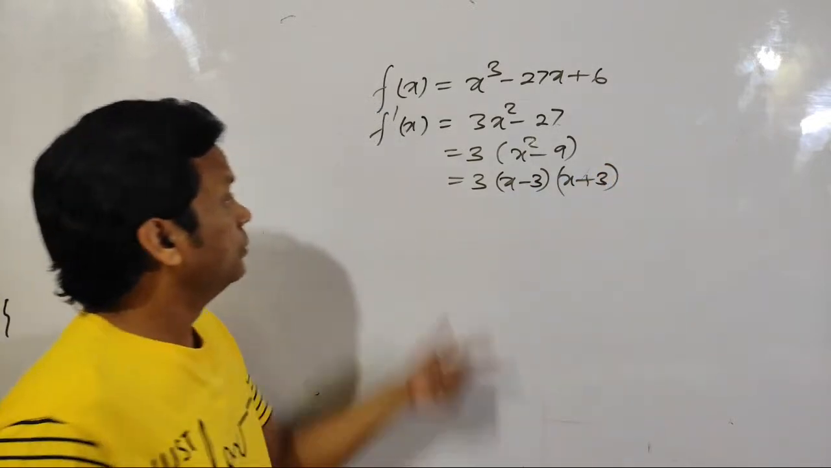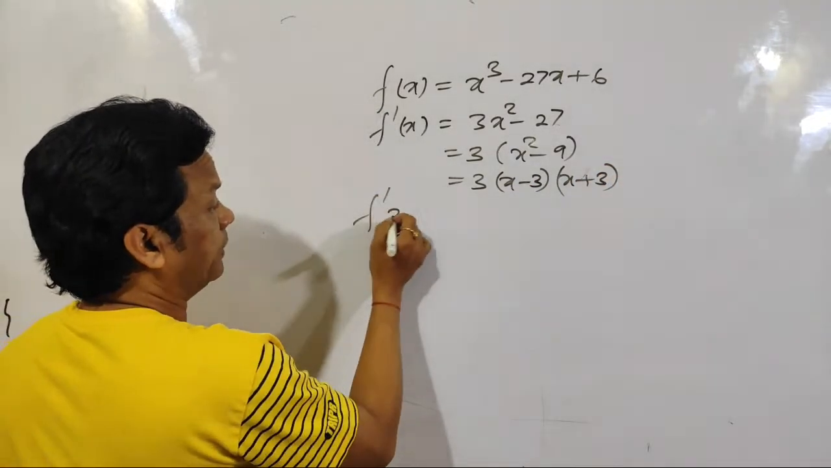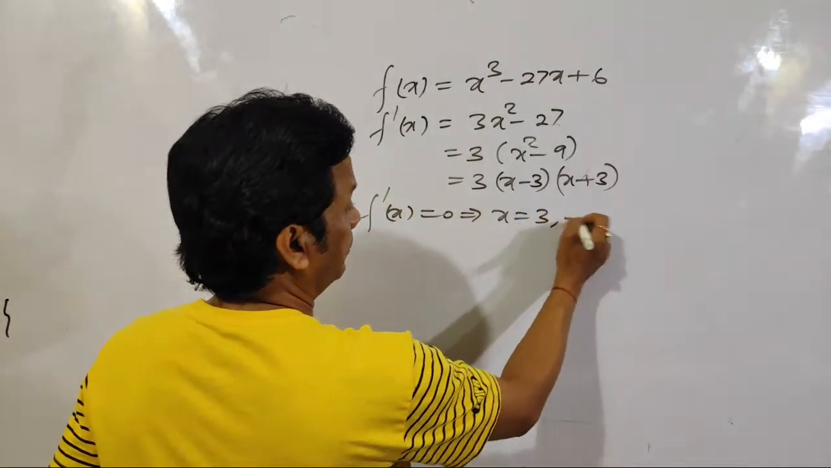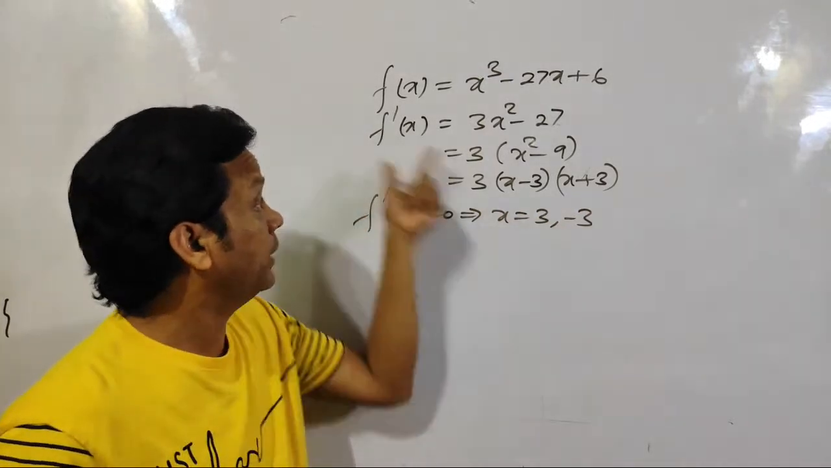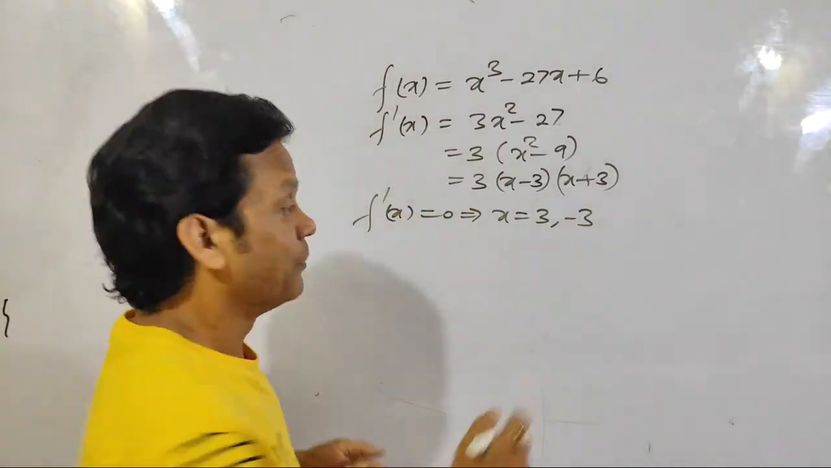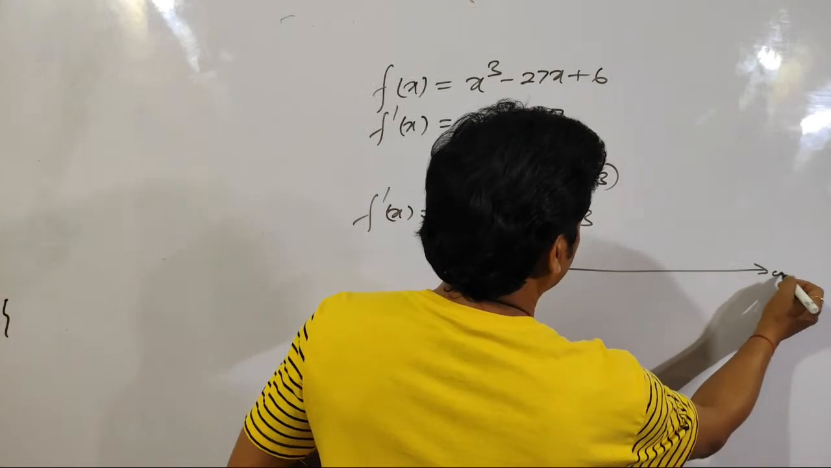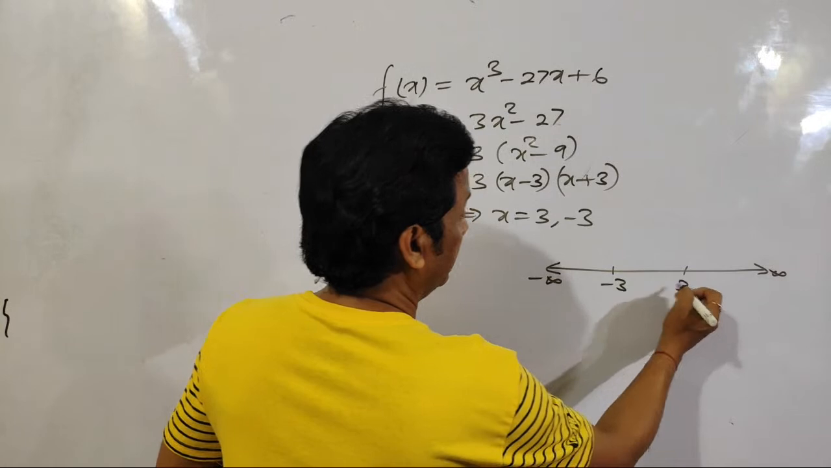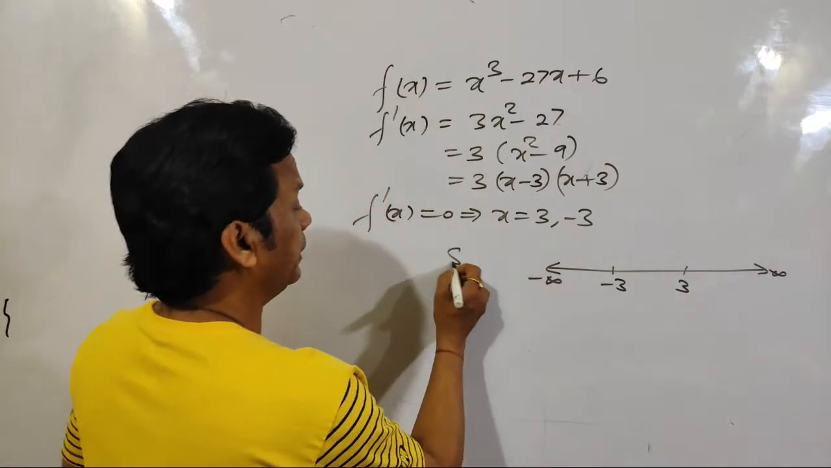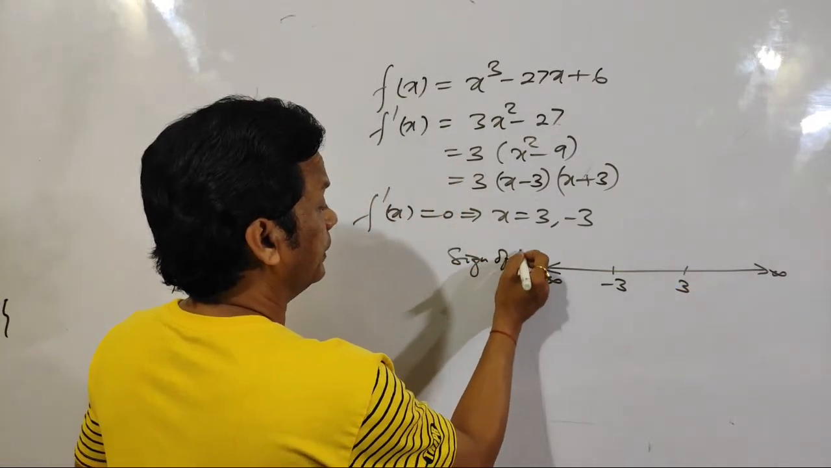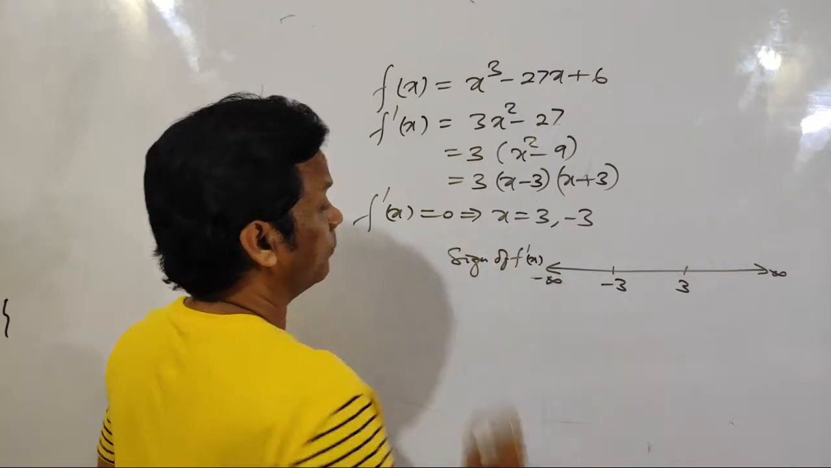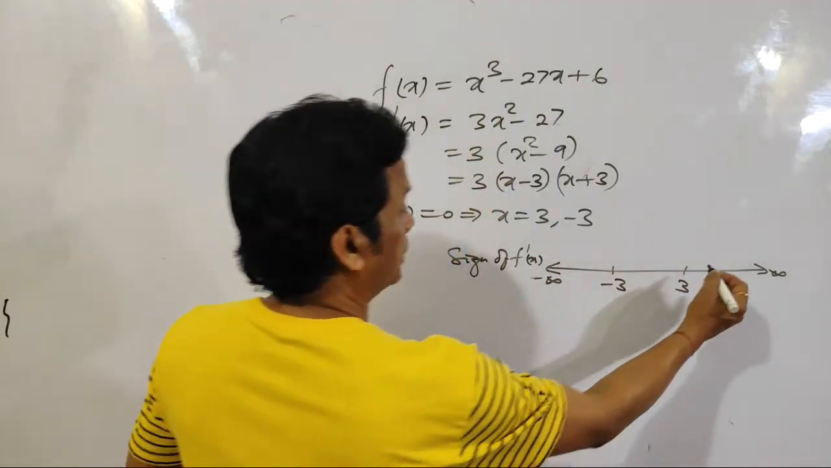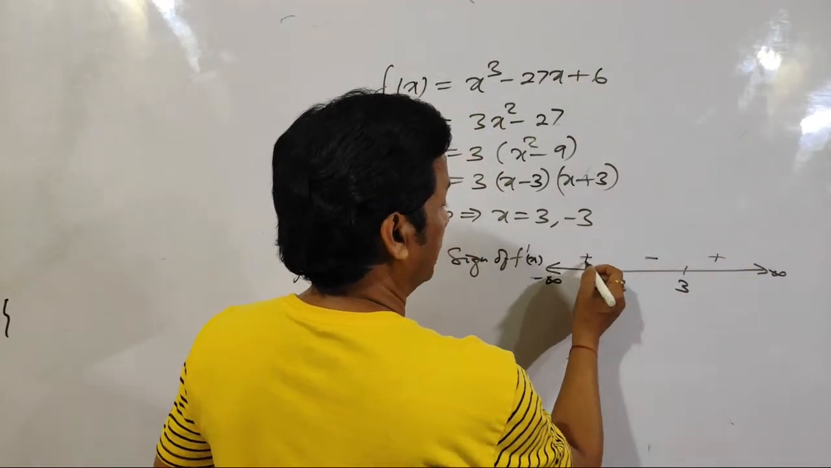Clear? So first of all, I have told you f dash x equal to 0 implies x is equal to 3 and minus 3. These are the 2 points where the derivative is 0. Okay, so then draw the number line. This is infinity, this is minus infinity. So minus 3, this is 3, and you have to write sign of f dash x. Okay, so the coefficient of x square is positive. So this will be positive, this is negative, this is positive.